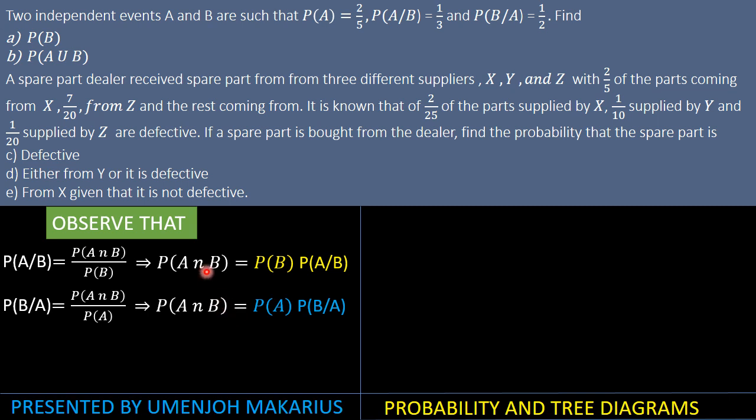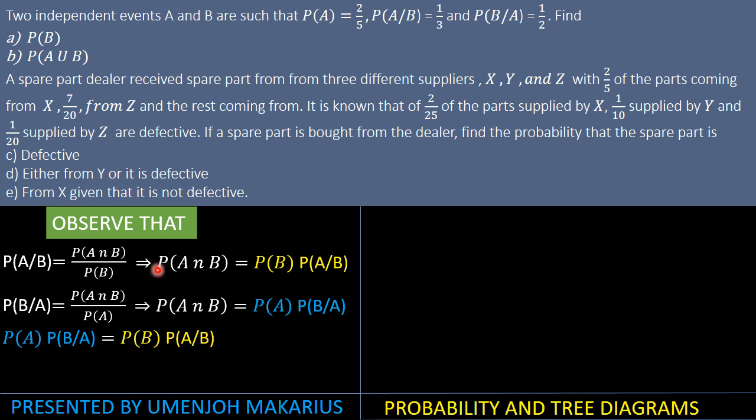Great. So friends, in these equations we can see that initially the probability of A intersection B is given as the probability of B times the probability of A given B. Then we also have the probability of A intersection B equals the probability of A times the probability of B given A. So if we set the equations equal to each other, because they are the same, we are definitely going to have the probability of A times the probability of B given A equals the probability of B times the probability of A given B.